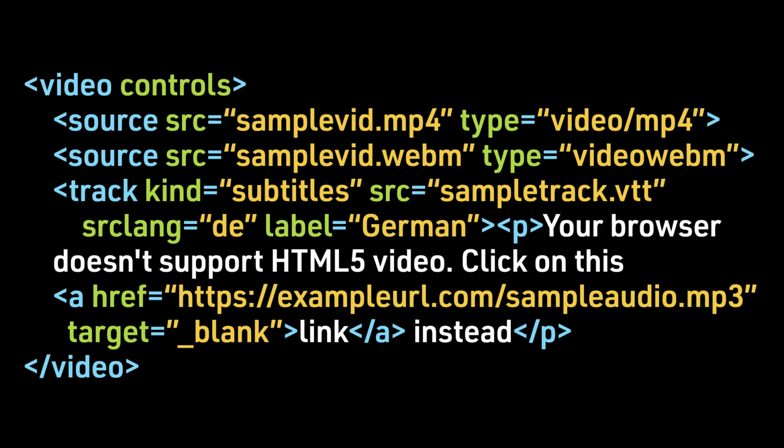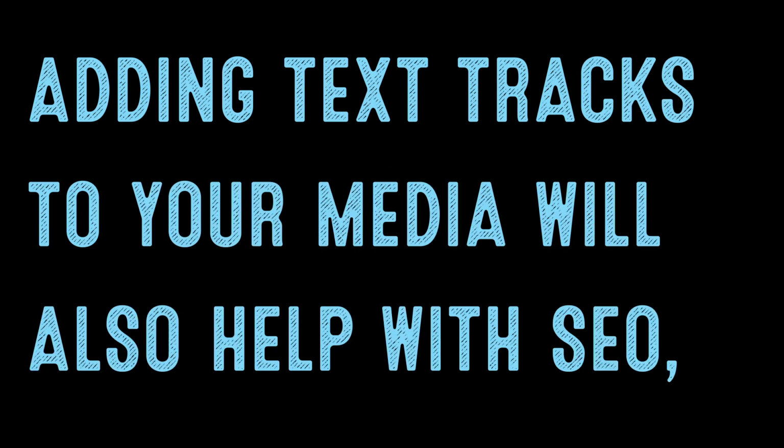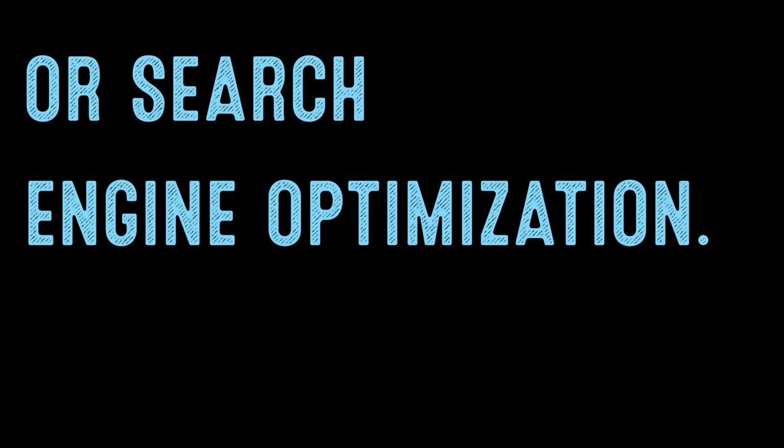For the track element, we use the kind attribute to specify that this track is a subtitle, and we tell the browser where to find the WebVTT file in the src attribute. The language of our text track is actually German by the label, but the browser understands German by the value DE for Deutsch. Adding text tracks to your media will also help with SEO, or search engine optimization.